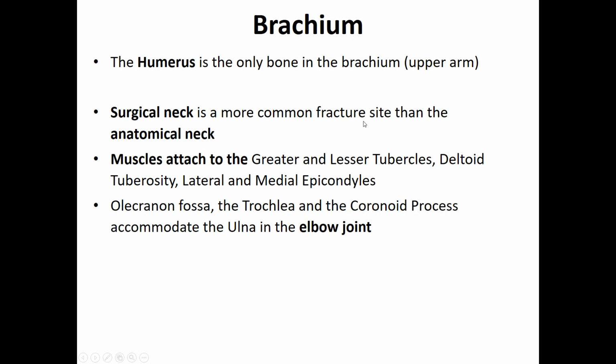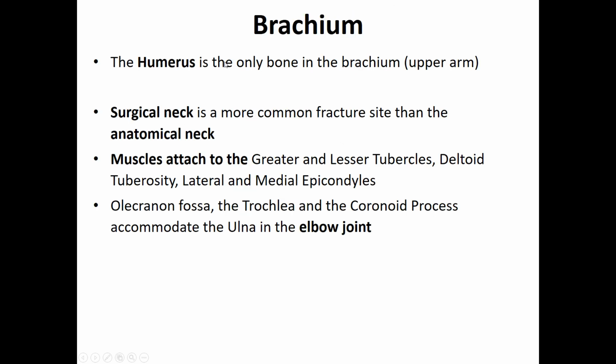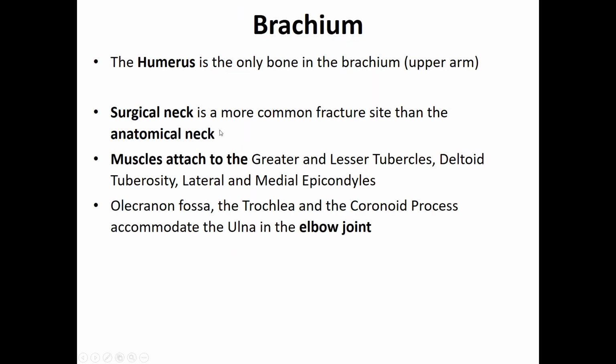The brachium itself is only made up of the humerus. It has a surgical neck and an anatomical neck. So if you look at it, the surgical neck is just indicating where the bone is most commonly broken, rather than the true neck. You have muscles that are attaching to all those elevated projections, the greater and lesser tubercles, the deltoid tuberosity, which was nice and rough. That's where that deltoid wraps across and attaches to the lateral side.